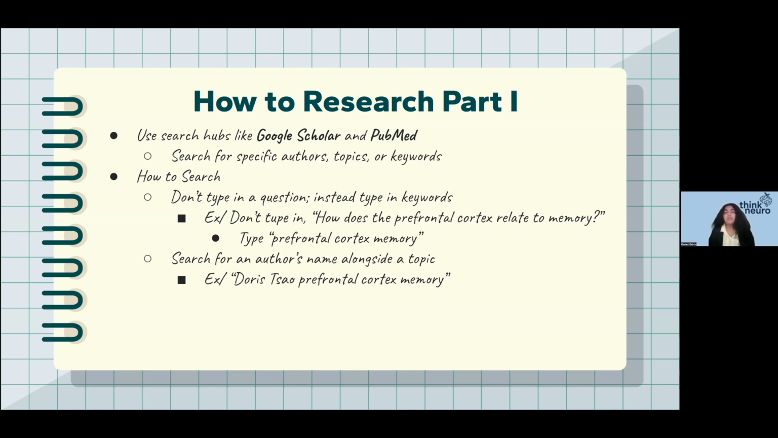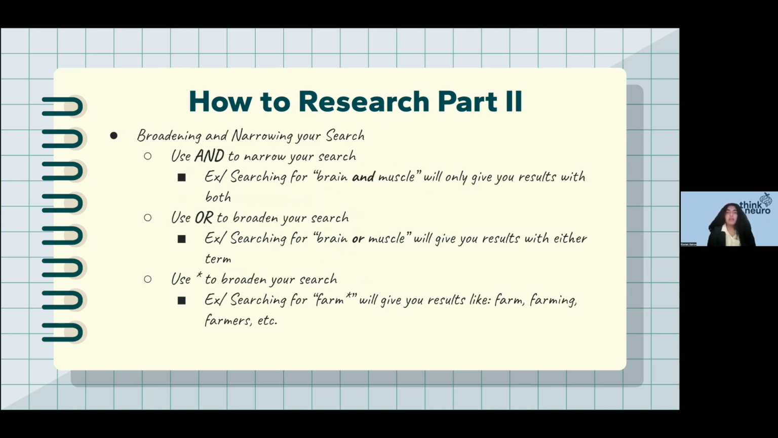It's really important that you don't type in how does the prefrontal cortex relate to X. Instead, you want to type in prefrontal cortex and then the other keyword that you want, because then that'll look for all papers that have those 3 keywords. You can also search for an author's name alongside a topic, because that can help you identify what else this author published in a particular area.